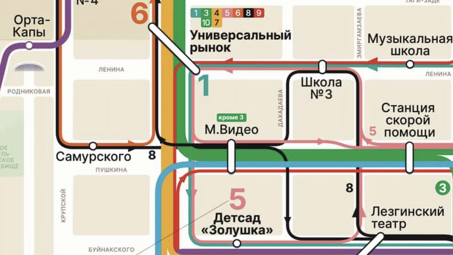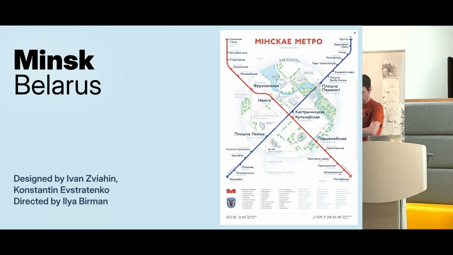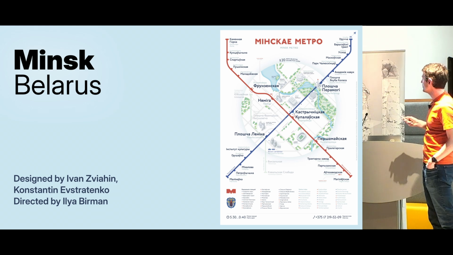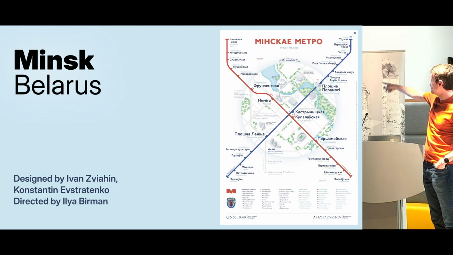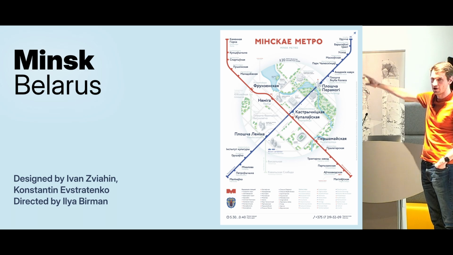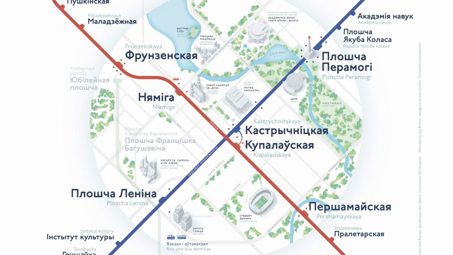Sometimes you can do things like that and nobody will notice until you show them. Let's move to Minsk, Belarus. You may see that there are two lines that intersect in the center, and there is this geographical backing just for the 6 very central stations, and everything that's outside of this circle is just a schematic map.